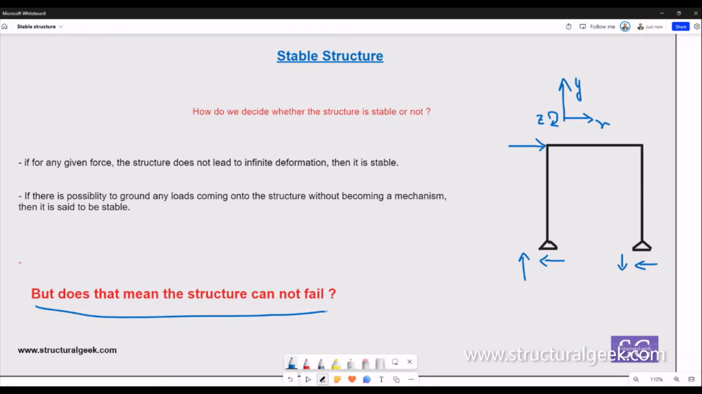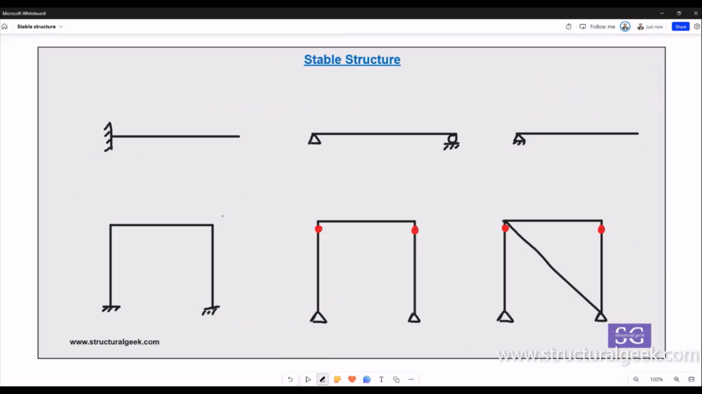Now let's take some examples to understand which frames are stable or not. Here we have some structures, maybe three continuous beams or a normal beam, and we have three frames. We need to judge which of these structures are stable and which are not. So let's take this structure. Any load on this plane frame can be sustained by the vertical reaction, the horizontal reaction, and a moment over here. So here we can say that the structure is stable.